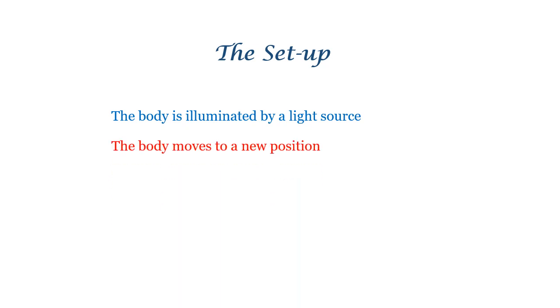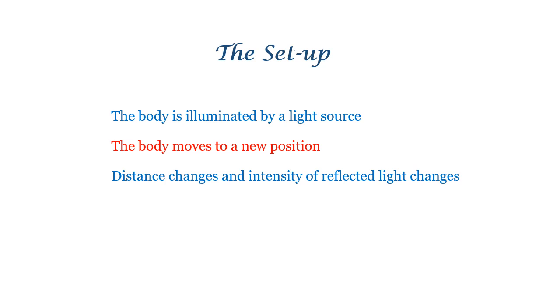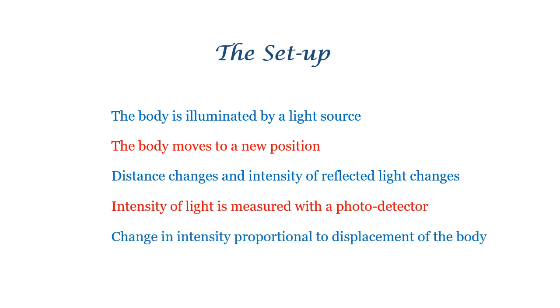The working setup is as follows. The body in question is illuminated by a light source. When the body moves to a new position, its distance from the sensing fiber changes, altering the reflected light gathered by the fiber. The intensity of light is measured by using a photodetector. The change in intensity is proportional to the displacement of the body. That's the principle. Let's see about how the arrangement is done.